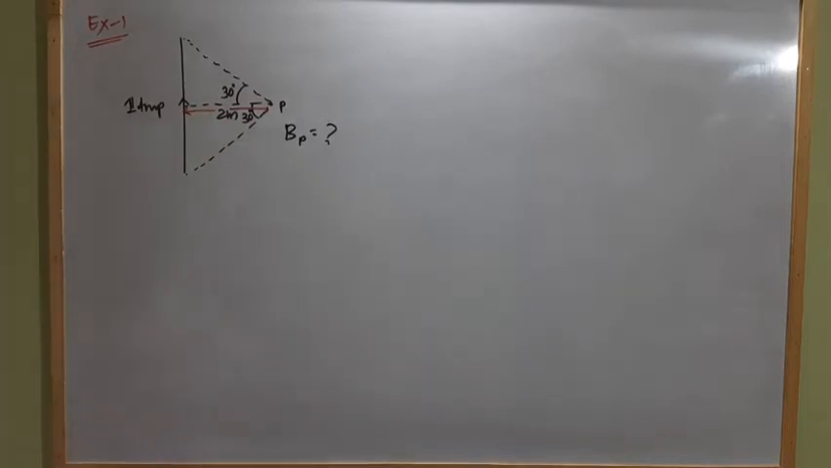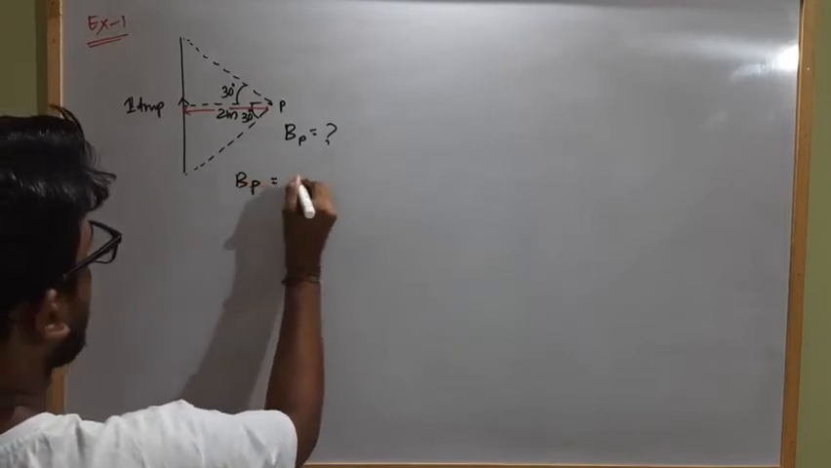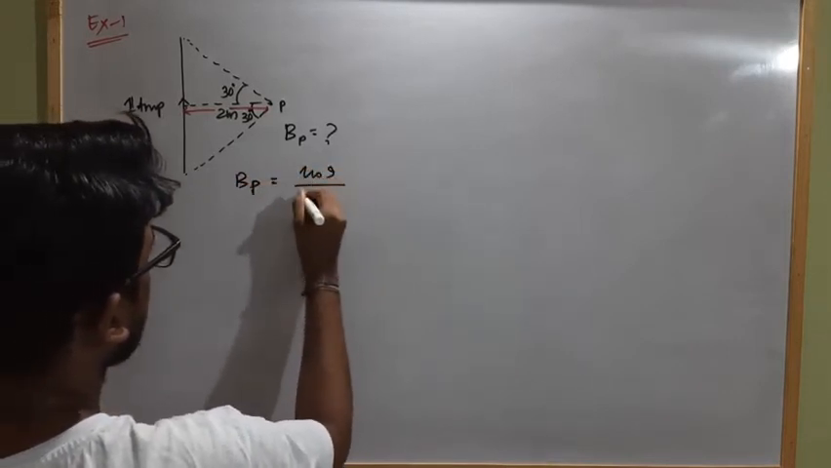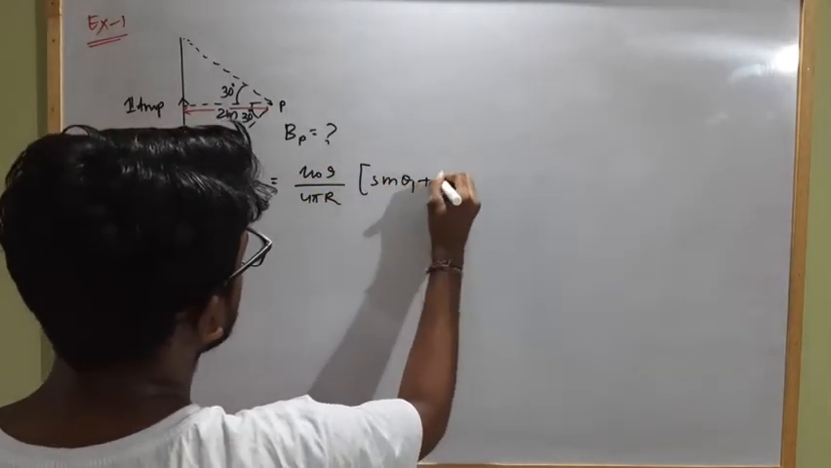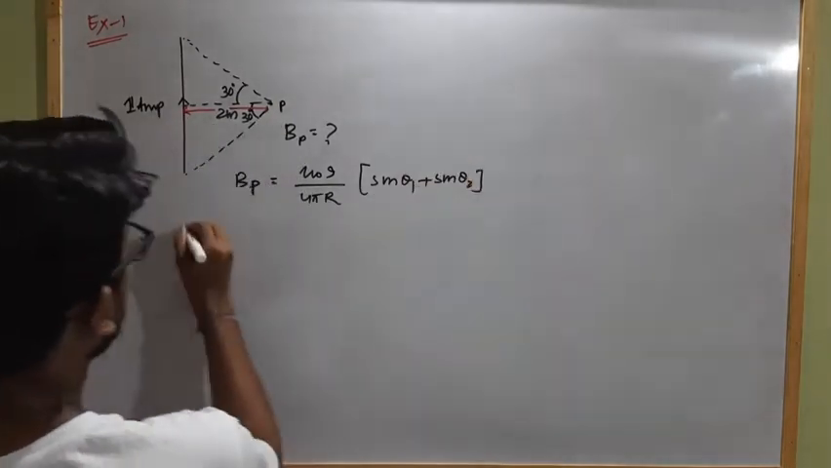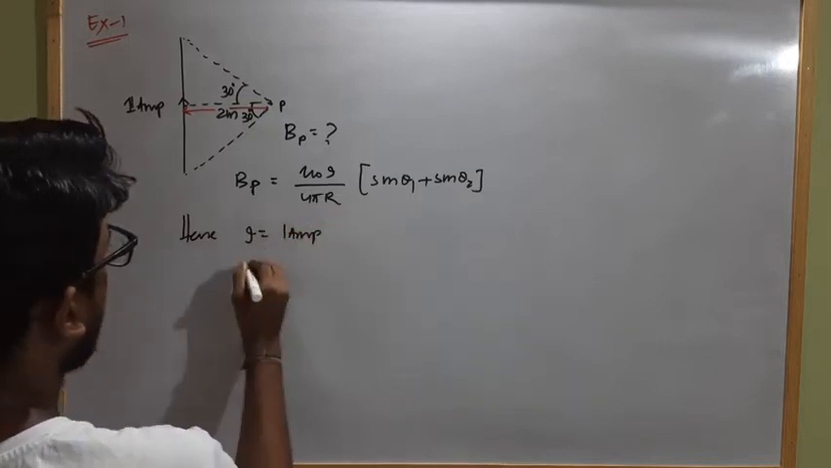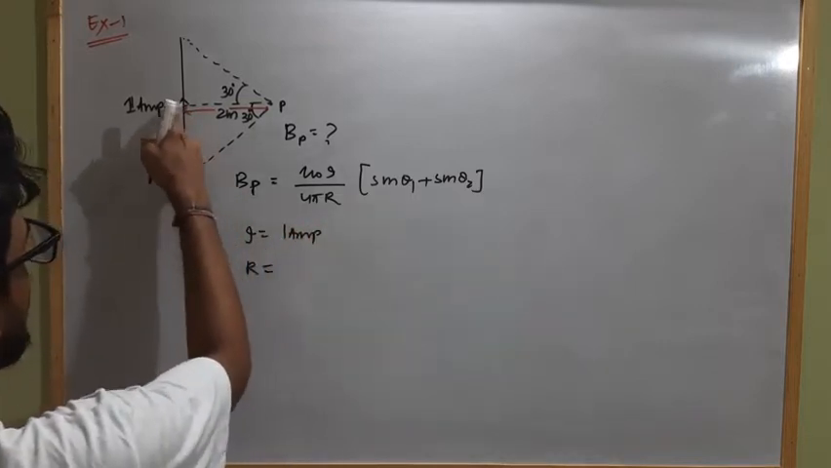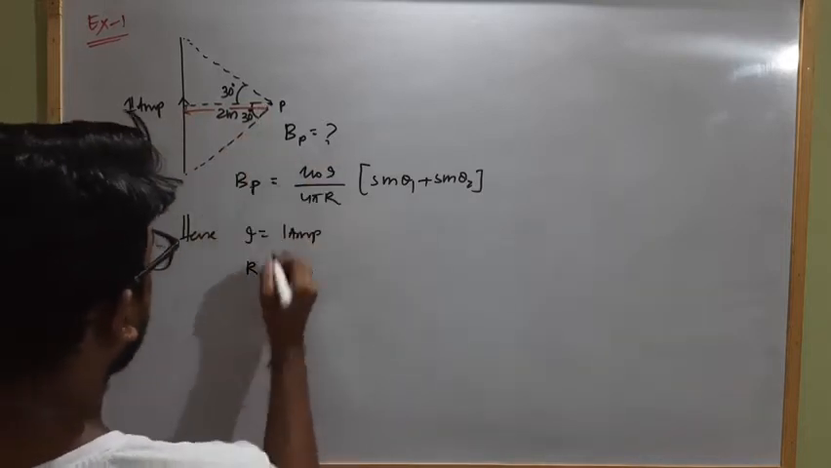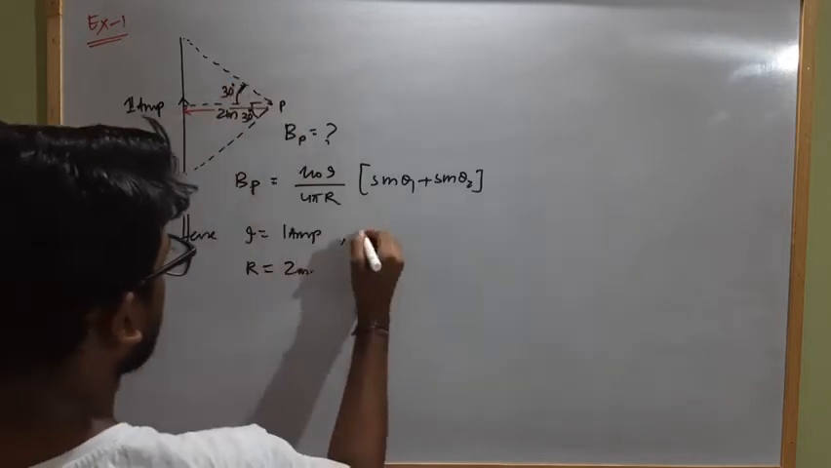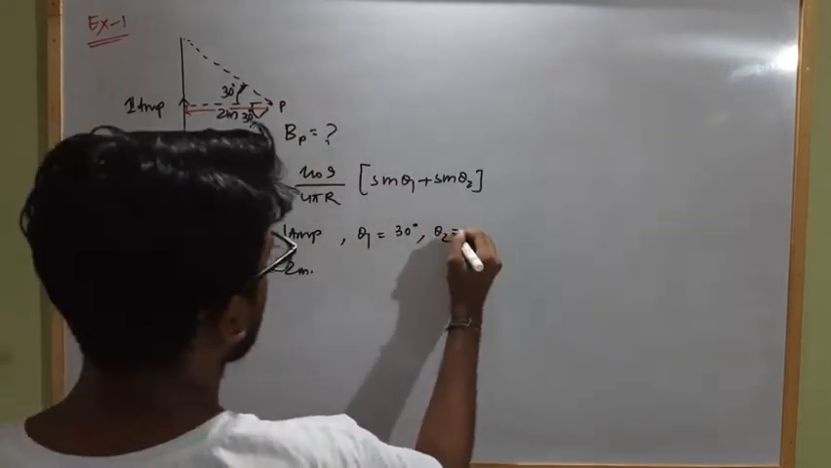Then what is the value of B? According to the formula, we know Bp equals mu naught I by 4 pi r into (sin theta 1 plus sin theta 2). Here I is given as 1 ampere, r, the perpendicular distance from the conductor to point P, is given as 2 meter, and this angle theta 1 is given as 30 degrees. Similarly, theta 2 is also given as 30 degrees.